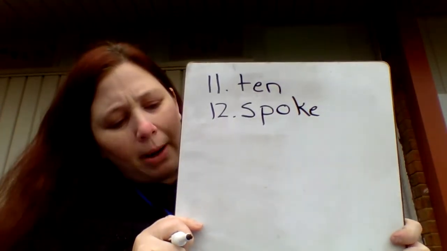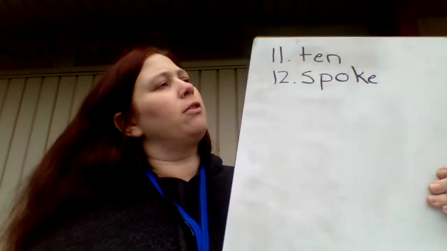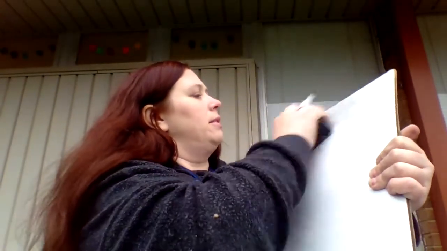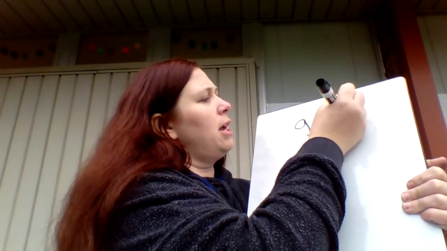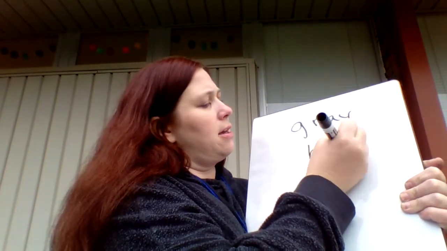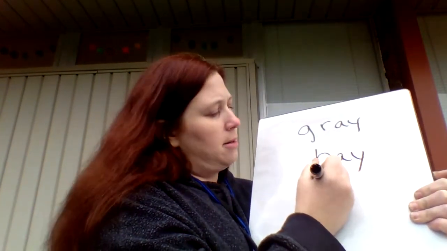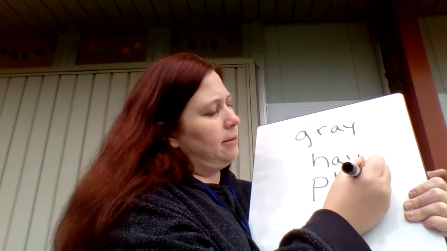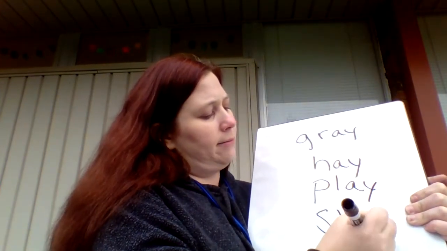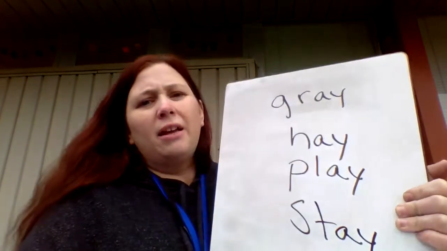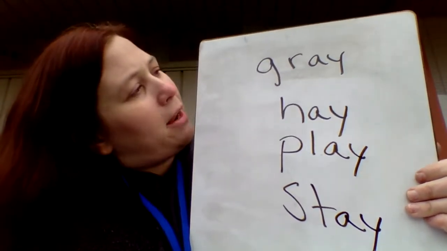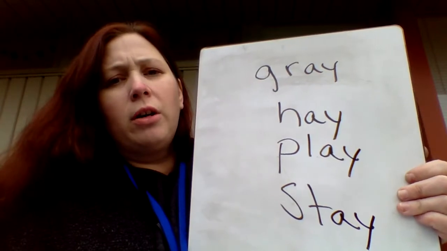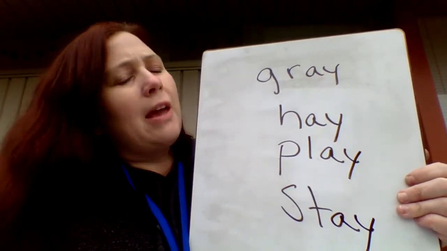Next, we're going to talk about our new digraph. Today we're doing a digraph. Let's look at these words. Gray, hay, play, stay. What sound are we hearing at the end of all these words? A. And what letters are we noticing that are making those words? That's A-Y.